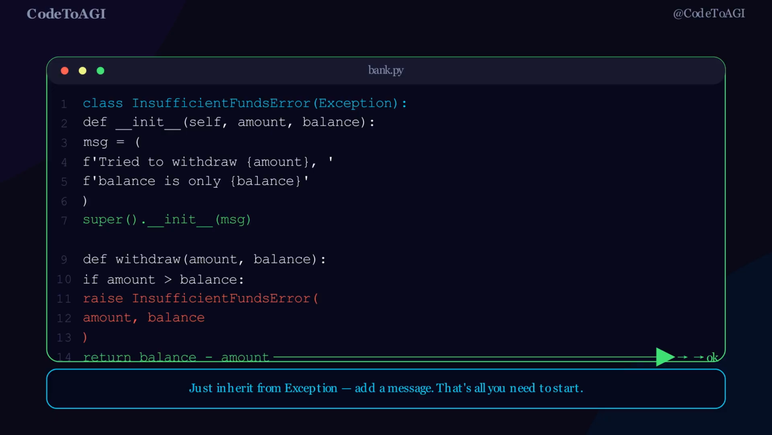This is why every major library has its own exception classes. requests.ConnectionError. Django: DoesNotExist. Your code should too. Start simple. Just inherit Exception and add a message.